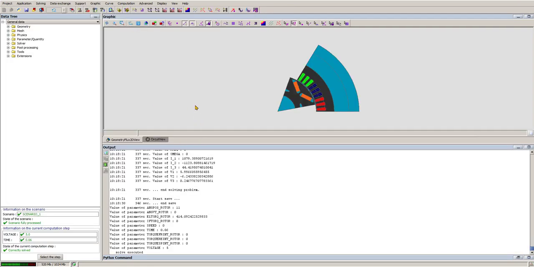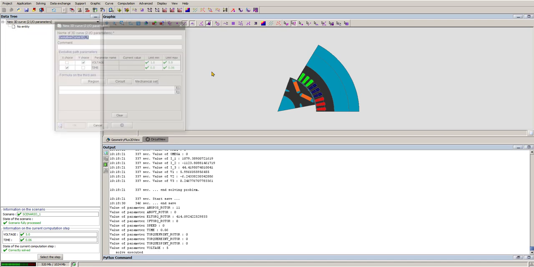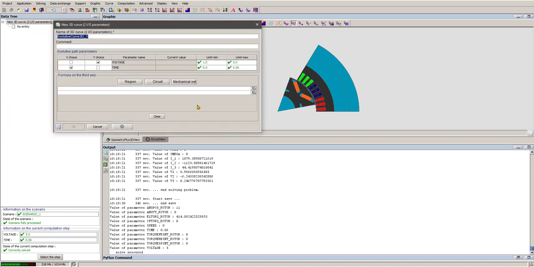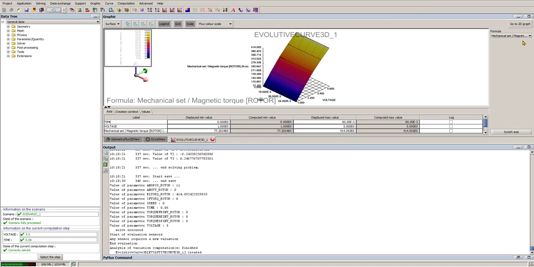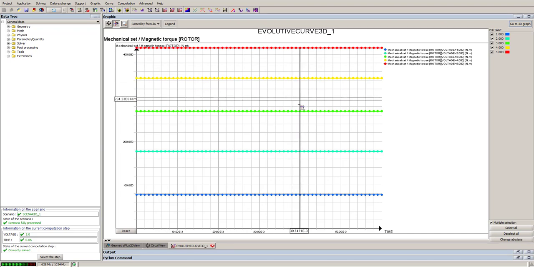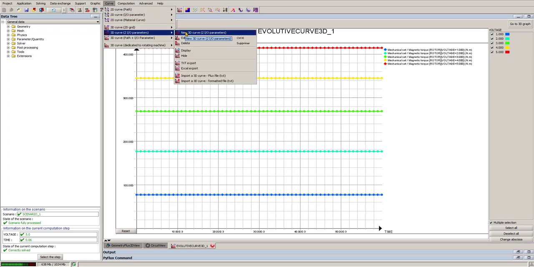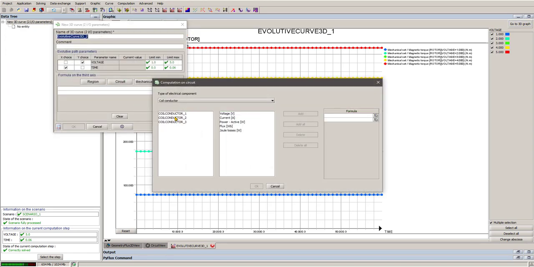Once the project is solved, we can plot, for instance, the torque. And since I varied the voltage supply over several values, I can plot the torque as a 3D curve. Okay, and I can show it like a 2D multi-curve. So for each voltage supply, from 1 volt until 5 volt, we can see the stall torque, and we can as well plot the current as a 3D curve, maybe on the voltage sources.